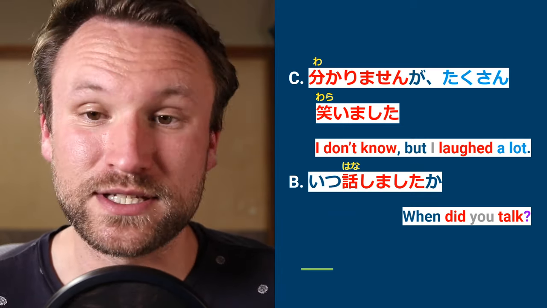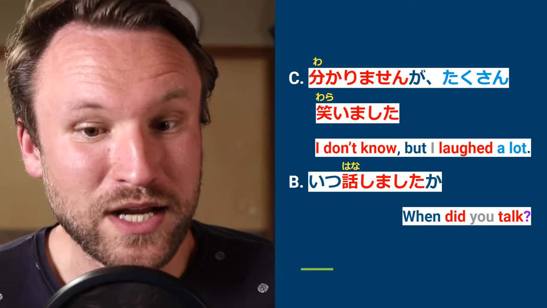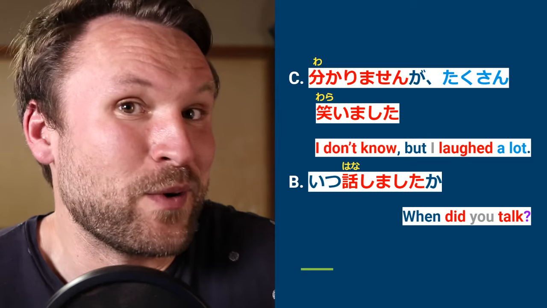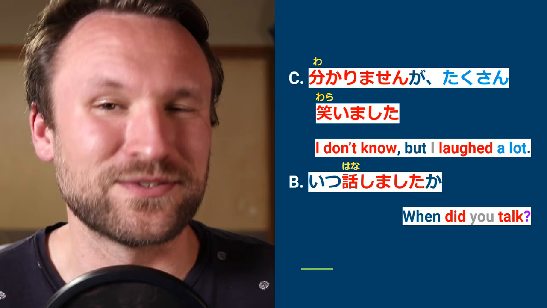笑 is to laugh or to smile. 笑いました means I laughed. わかりません means I don't know or I don't understand. I don't remember what we talked about. わかりませんが, or it was nonsense, so I don't really know, but it was funny.